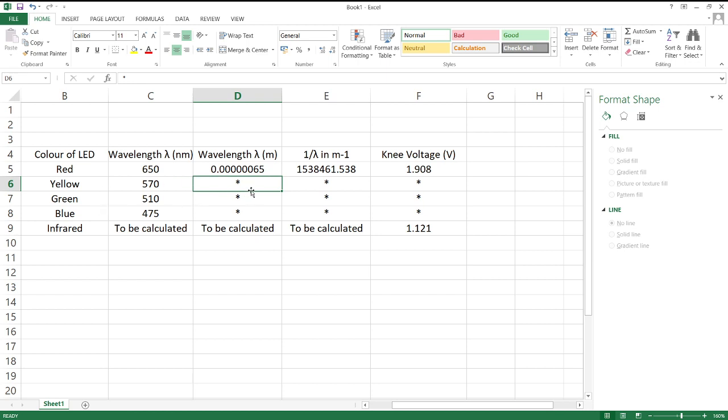Now I have performed this experiment, and before that I have got some data for the yellow, green and blue correspondingly, and then I have found that wavelength, I have found that 1 by lambda, and I have put it in a graph, and I have got a graph like this. Let me show you the graph.